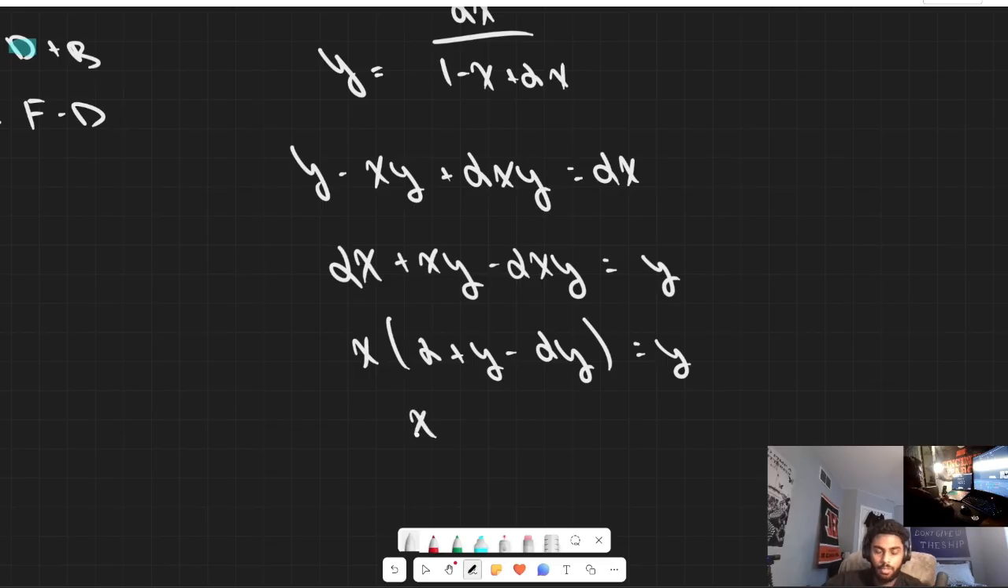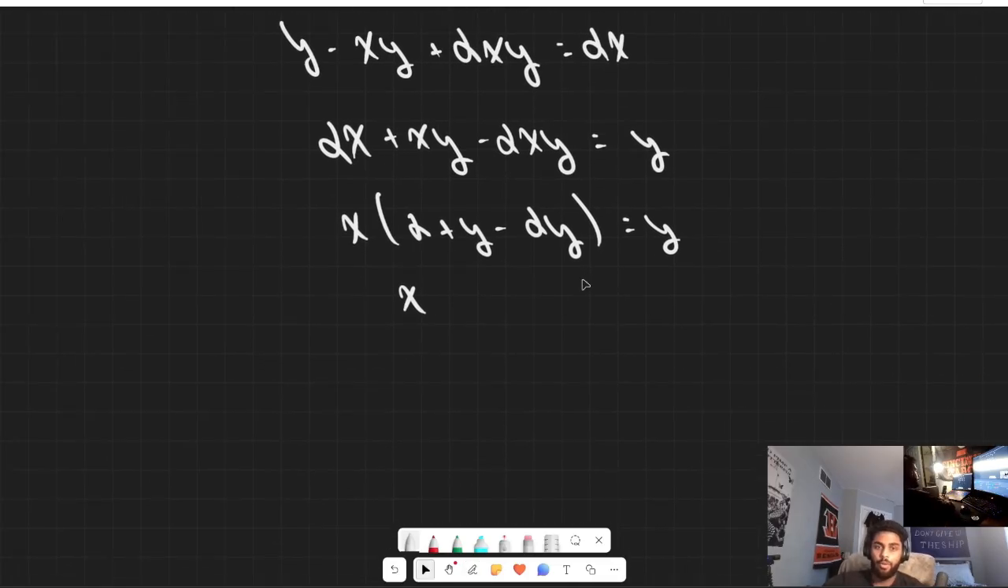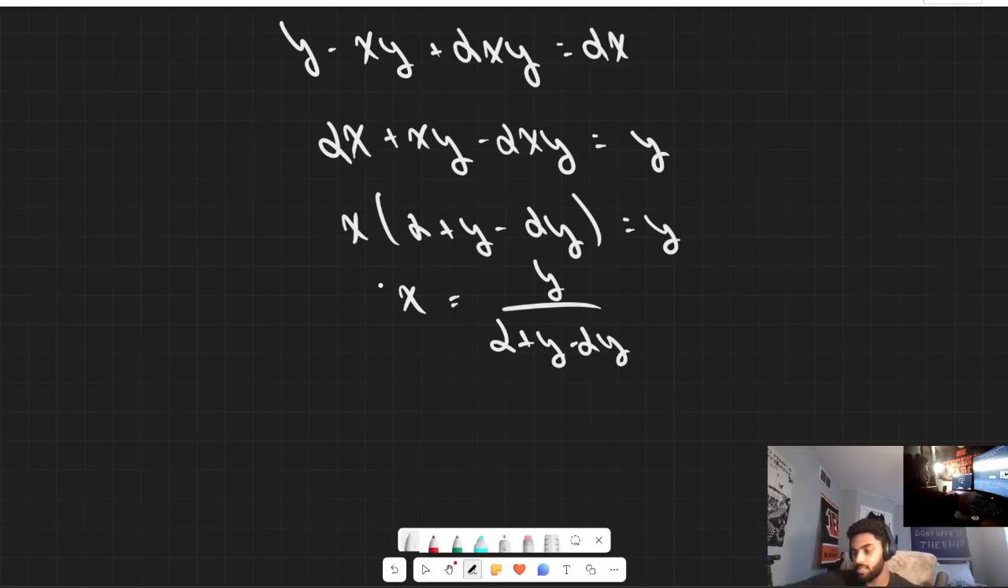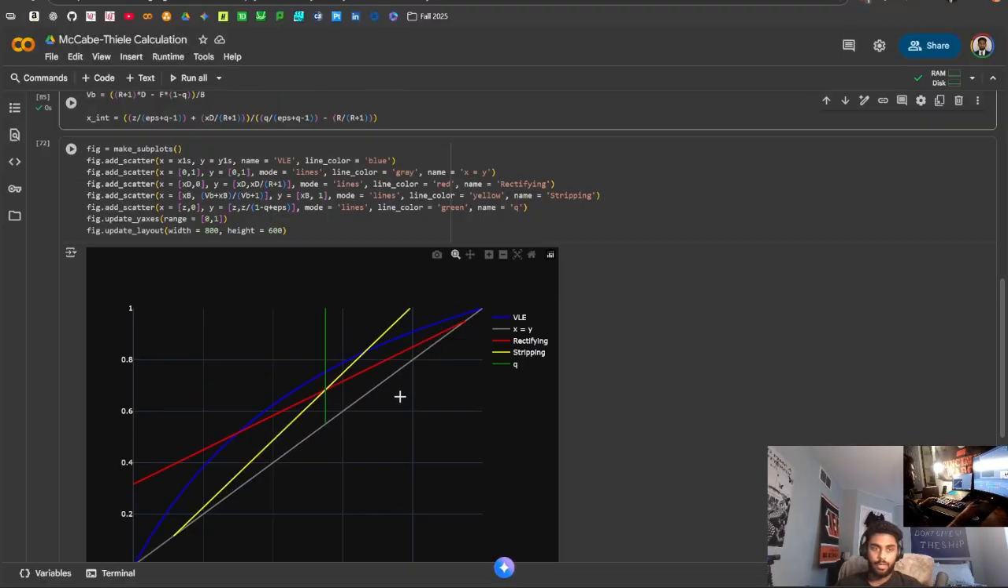So this actually looks very similar. It's just that now we've reversed this sign and reversed this sign. So x equals y over alpha plus y minus alpha y. So we can then use that to calculate our x's. Let's go ahead and see what that looks like.